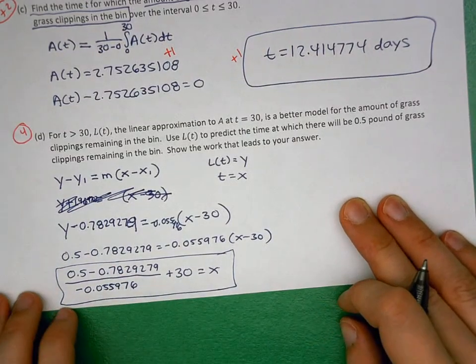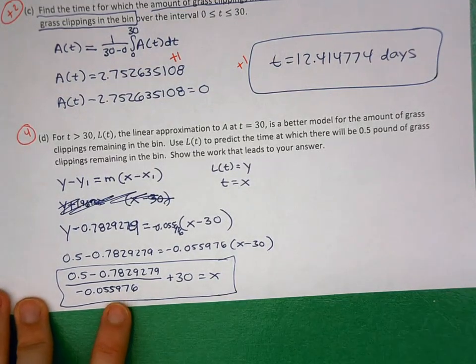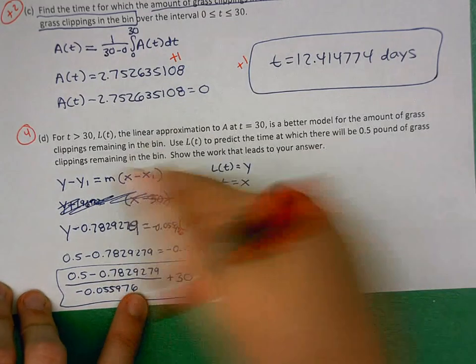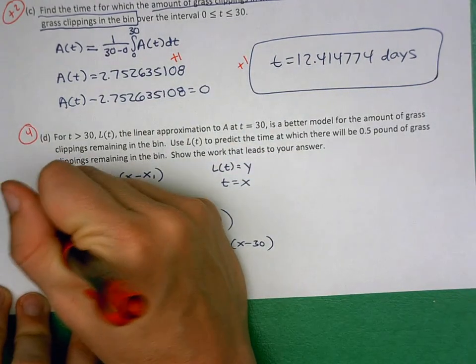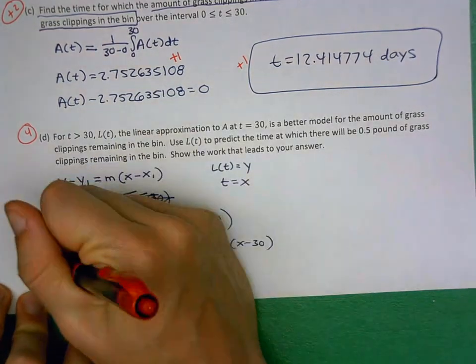Okay, like I said, this year was worth 4 possible points. Those 4 points, 2 were for the tangent line approximation. 1 was just for knowing that 0.5 should be plugged into L of t, not into t.